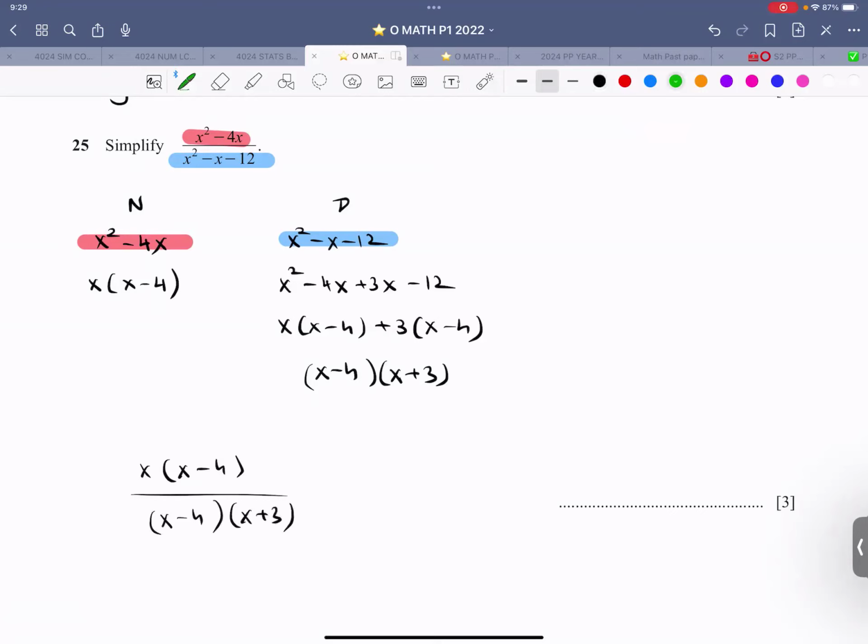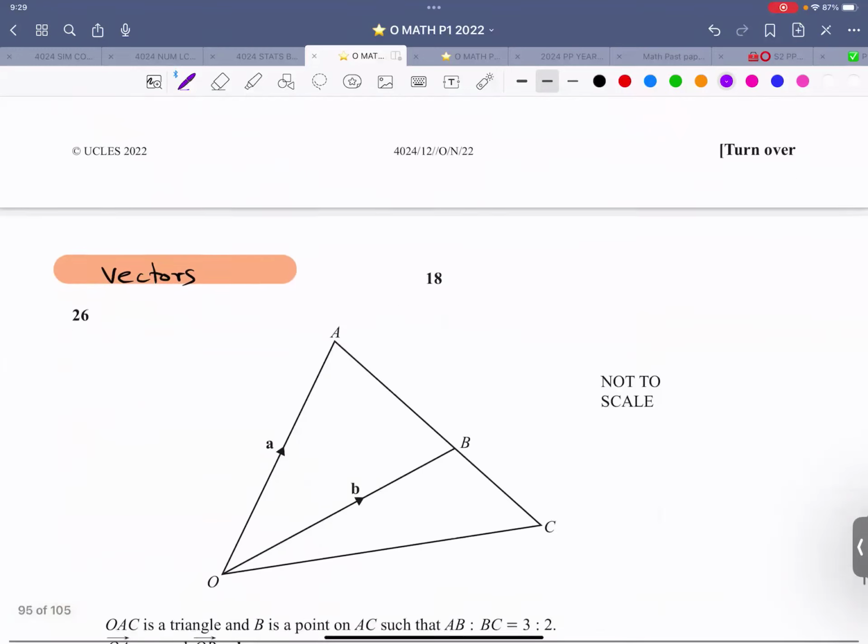So what will cancel out? X minus 4 cancels out. What are we left with? X in the numerator and x plus 3 in the denominator. That is the simplification of this. It's not an equation. We just have to simplify. So question 25 is done.